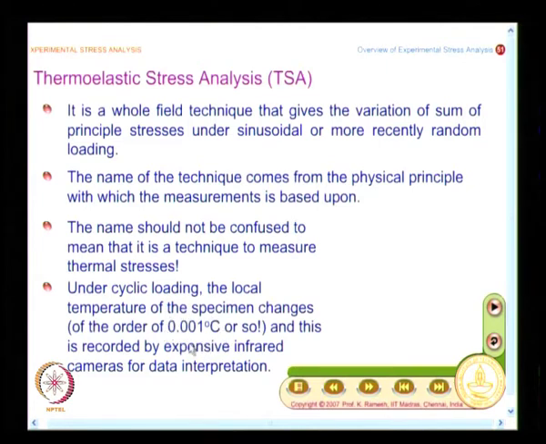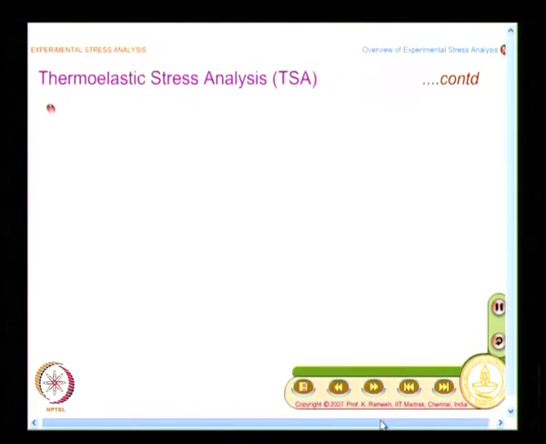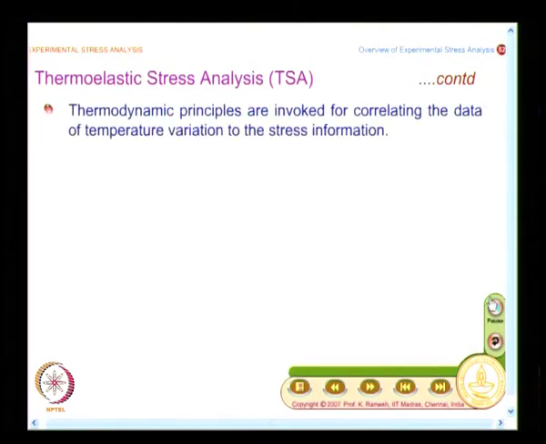And if you look at Moire, or photoelasticity, or even hologram interferometry, you see the fringe contours after processing. In a technique like this, you do not see fringe contours as such, it is all plotted from the infrared camera result, post processed. That is how you get the result. Here the technique is also slightly different, you have to do post processing to look at the kind of information that you have recorded. And another important aspect here is you use thermodynamical principle for data interpretation.